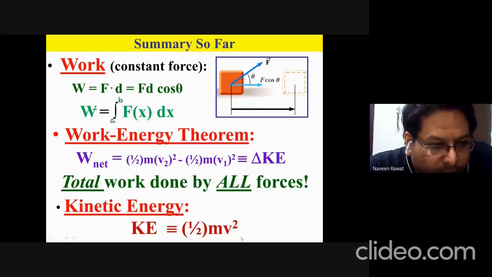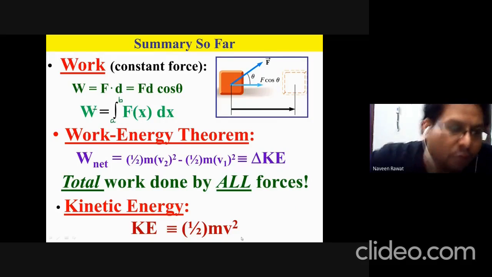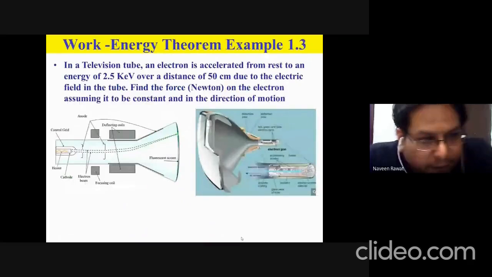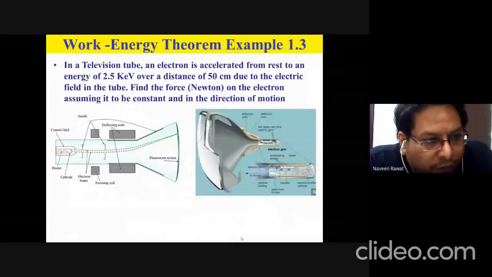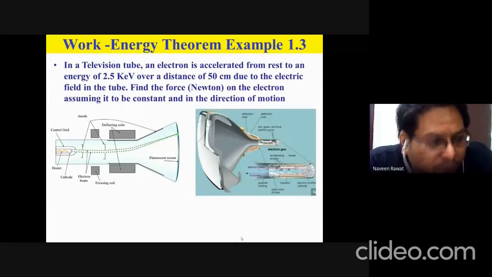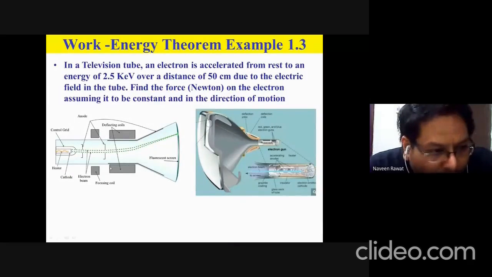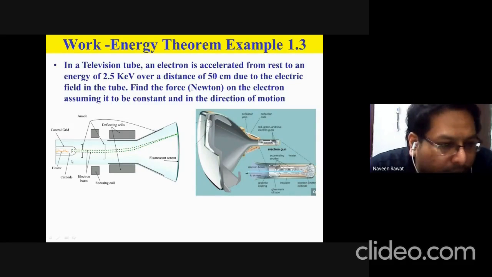Okay, let's use this knowledge that we have and apply it to a real problem. This is an example in which you have a television tube, you have a cathode, and you have an anode, and the cathode is basically giving up electrons, and these electrons are getting accelerated because there is a potential difference between the cathode and the anode.